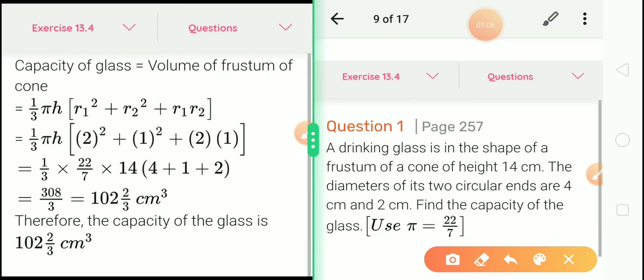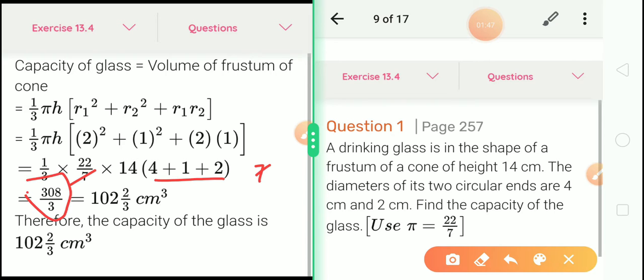So substitute the values of radii in the formula, so we'll get 1/3 pi h in bracket 2 square plus 1 square plus 2 into 1. So 1/3 into pi 22/7 into height 14 in bracket 2 square is 4, 1 square is 1 and 2 into 1 is 2. Then 4 plus 1 plus 2 is 7. So this 7 and this 7 will be cut, and 22 into 14 is 308.